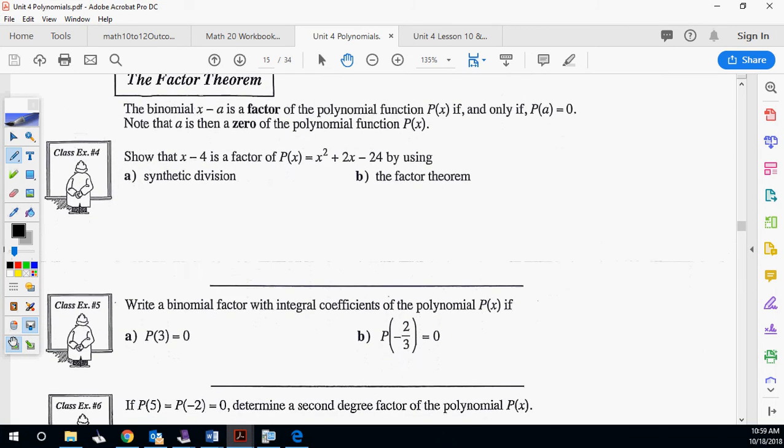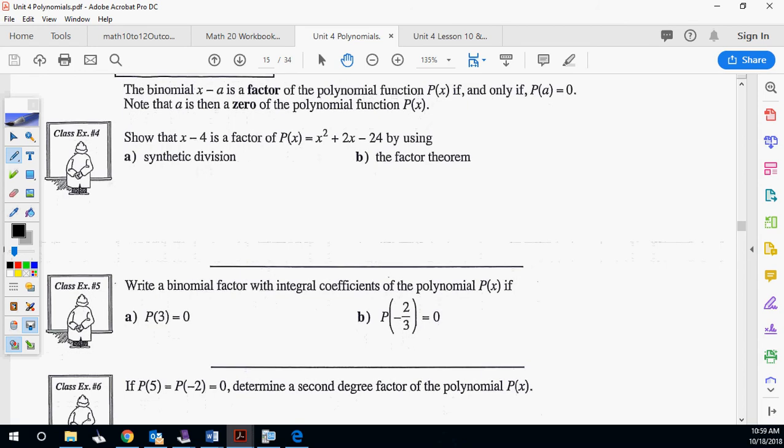All right. Factor theorem. So the binomial x minus a is a factor. So this is, guys, we've already solved this. The cool part is the factor theorem, we just talked about it today. Look at it. Binomial of x minus a is a factor of polynomial p of x if and only if you plug it in, you get 0. Right? We already said that. It is a factor if you plug it in and you get 0, no remainder. So it's full circle that we talked about at the start of class. Okay? So note that a is then a 0 of the polynomial.